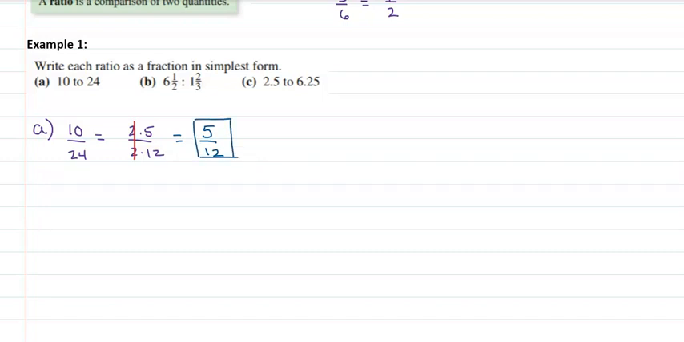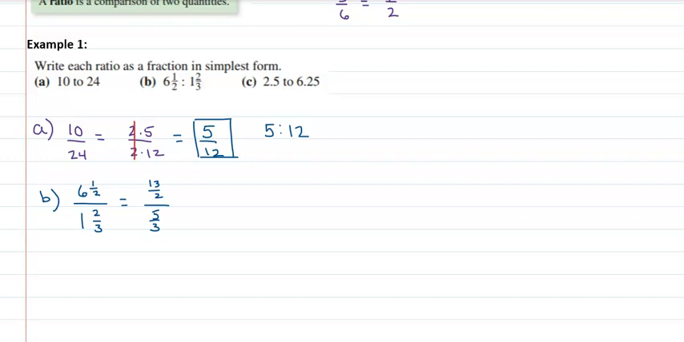So it's a ratio of 5 to 12, which you could also write as 5 to 12. But in this case, they're asking us for a fraction. All right. B, we've got 6 1/2. And this one's really weird, and it breaks all the rules about writing a fraction, but 6 1/2 to 1 2/3. So we've got a fraction and a fraction, which really is not legal at all. So anyway, you want to turn this into an improper fraction first. So the top one is going to be 13/2, and the bottom one is going to be 5/3.